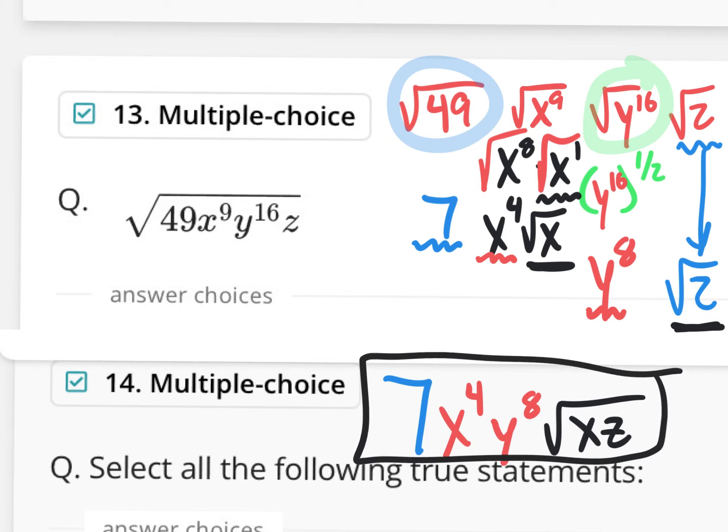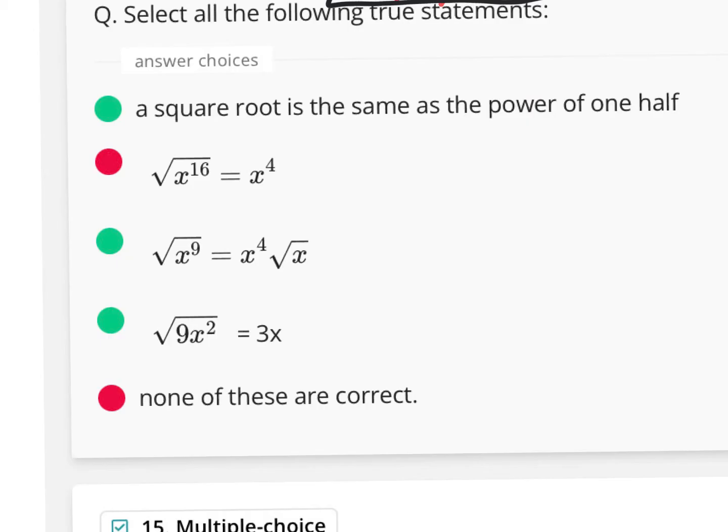I apologize, I cut off the multiple choice, but this should be your multiple choice answer. If you don't see it, then you would select none of these. On this next question, we are selecting all the true statements. A square root is the same as the power of 1/2. Of course it is, so that's true.